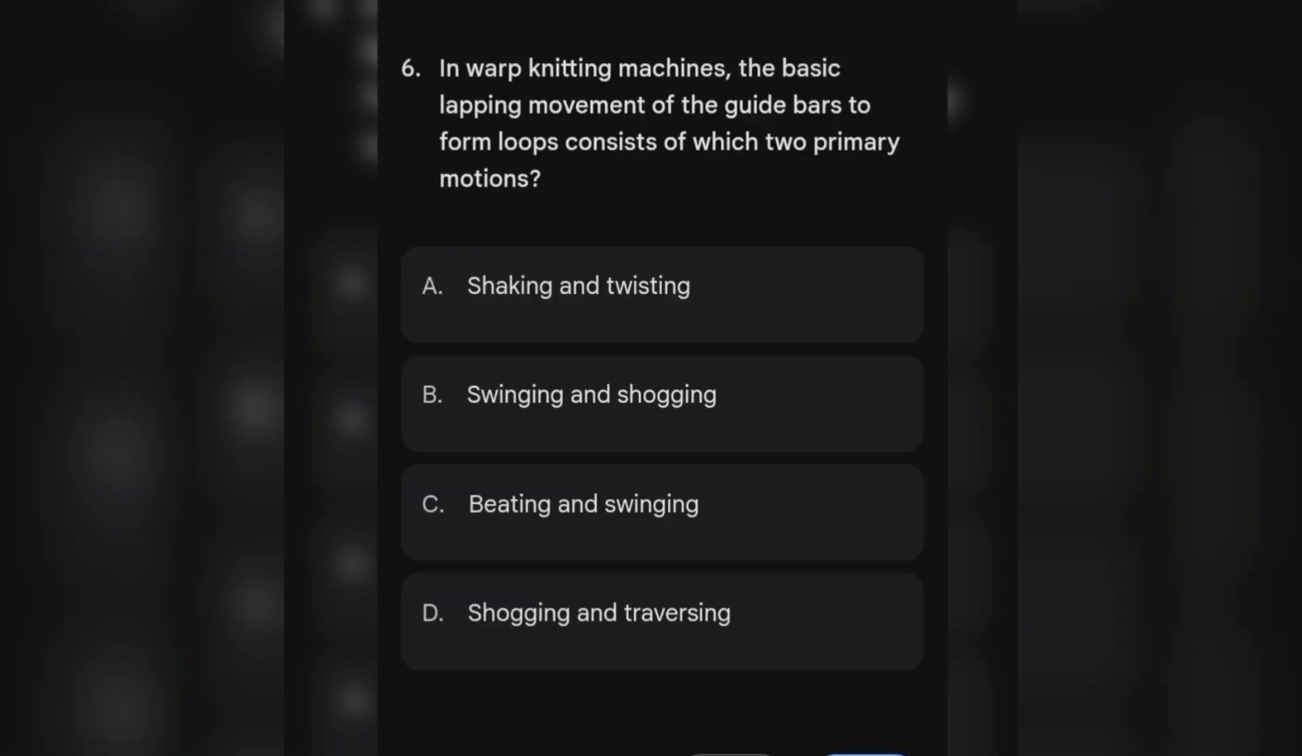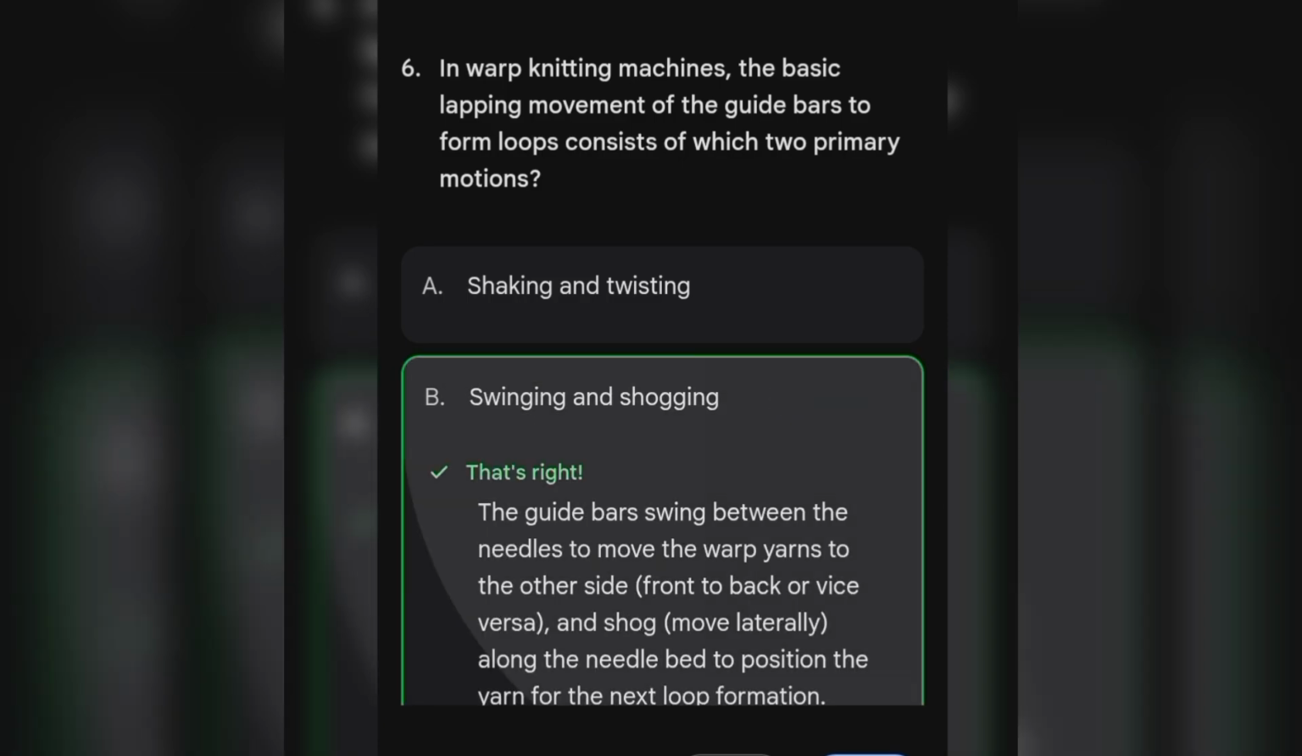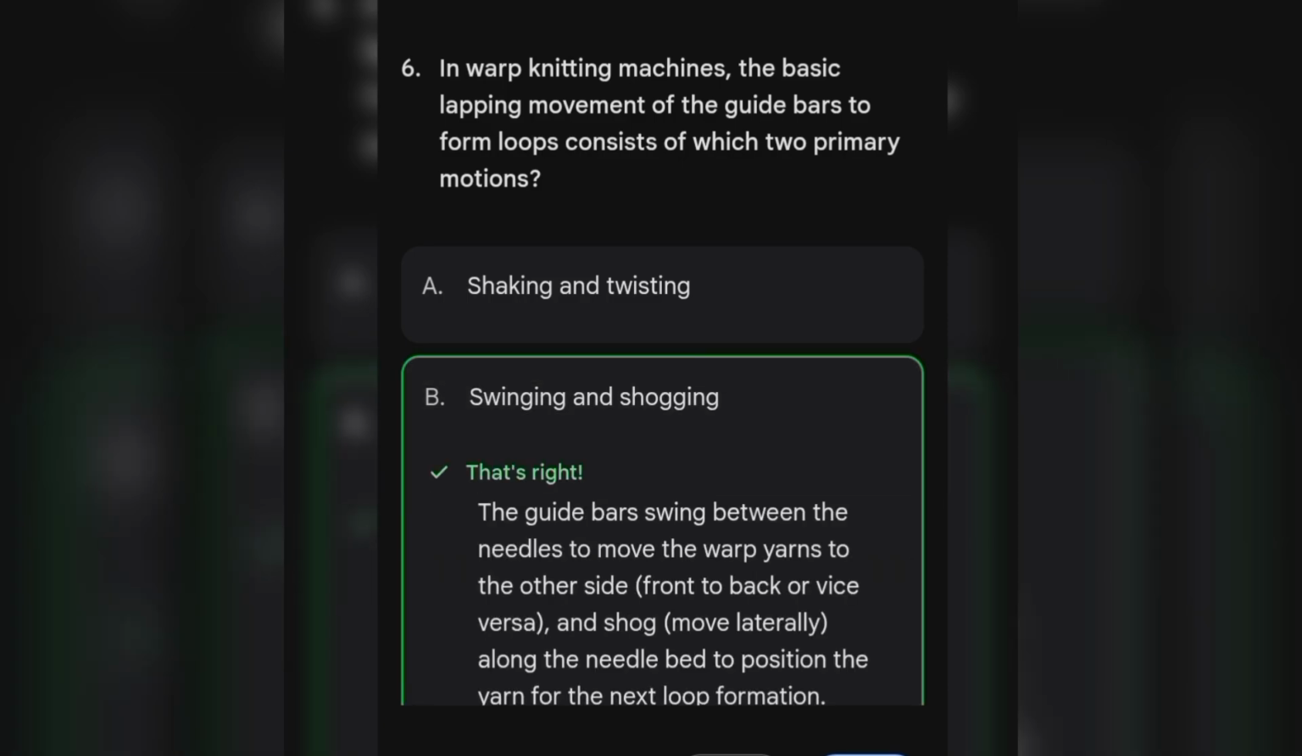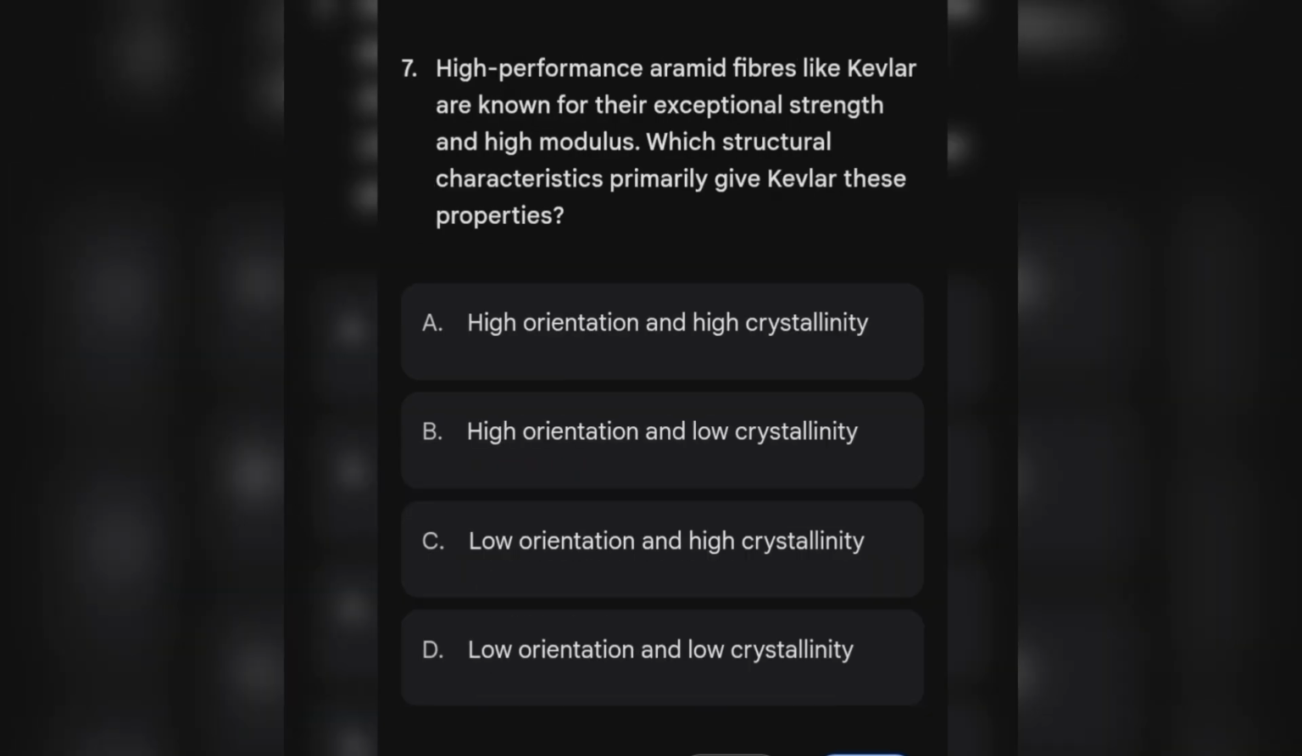In warp knitting machine, the basic lapping movement of the guide bars to form the loop consists of which two primary motions? So it is also a straightforward question. Shaking and twisting, no. Swinging and shogging, yes, swinging and shogging. B option is the right one. It is a straightforward question actually.